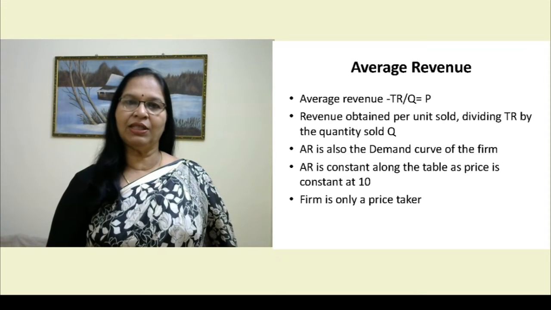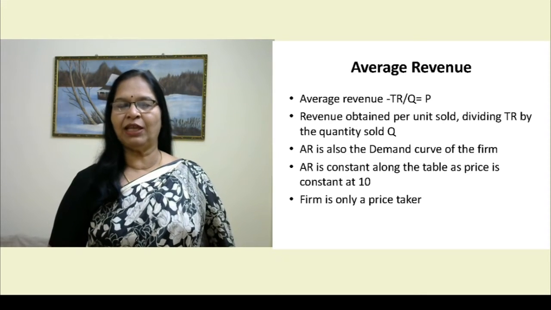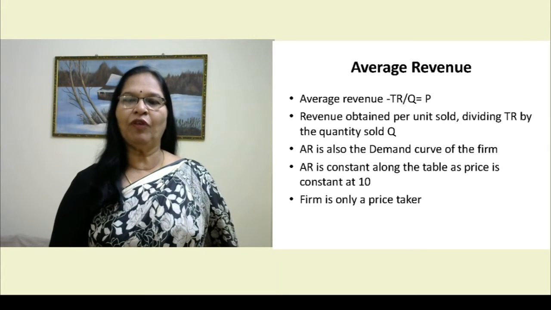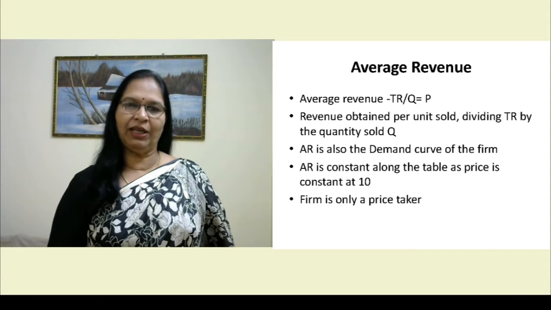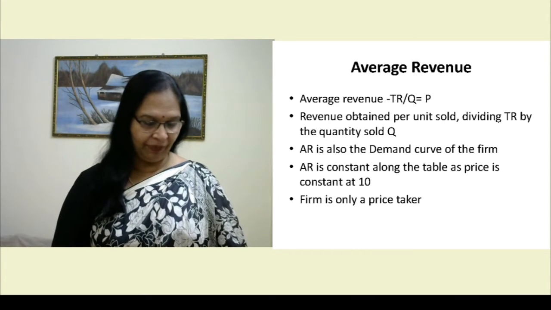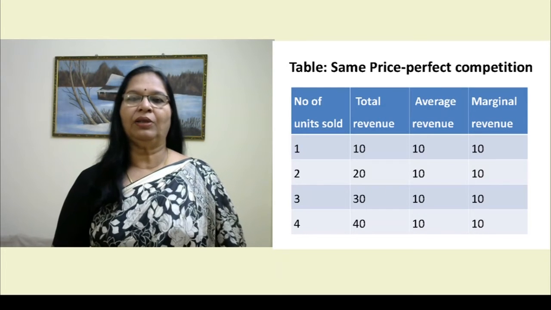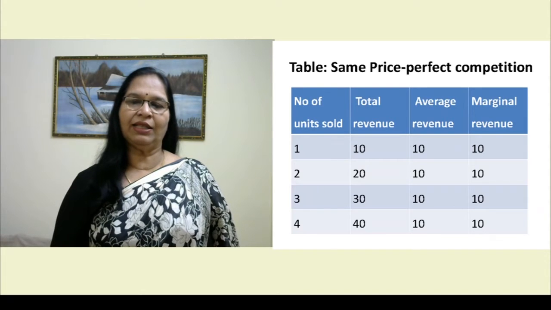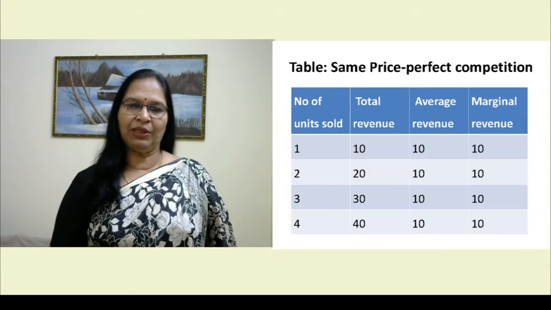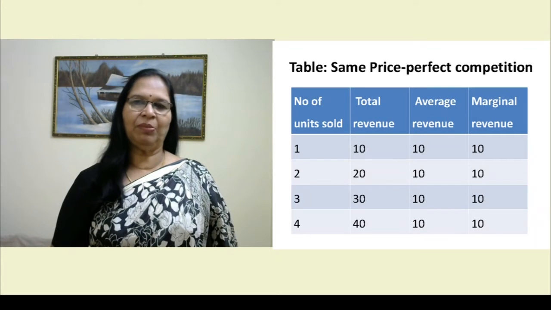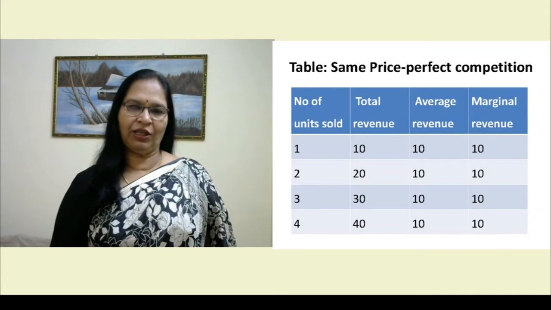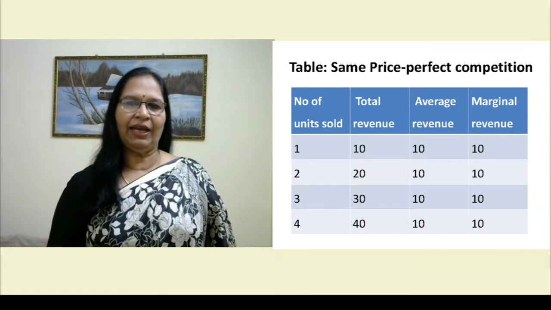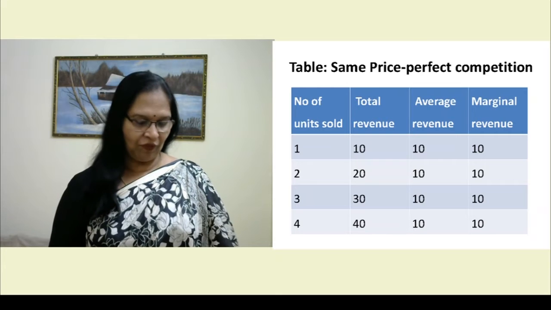AR is held constant because we have fixed the price at rupees 10 for any number of units sold. The price will be rupees 10. So the firm in this particular case of perfect market is only a price taker. Let us see this table. So average revenue is 10 divided by 1 is 10, 20 divided by 2 is 10, 30 divided by 3 is 10, and 40 divided by 4 is also 10. So that is how the average revenue will remain at 10, and average revenue is also the price of the product.